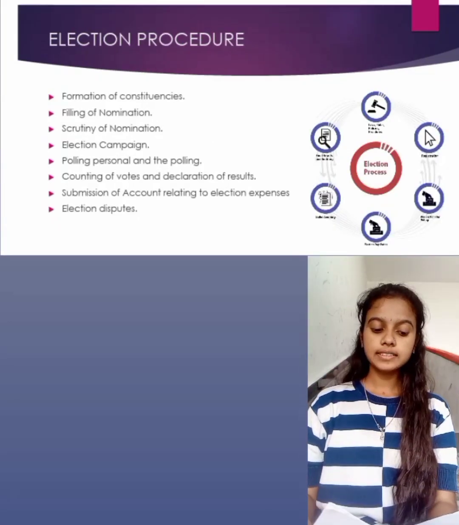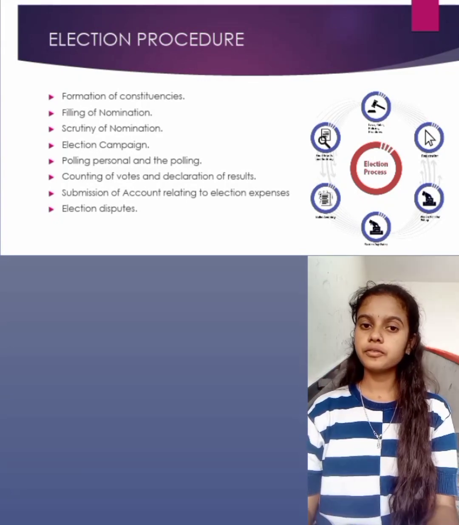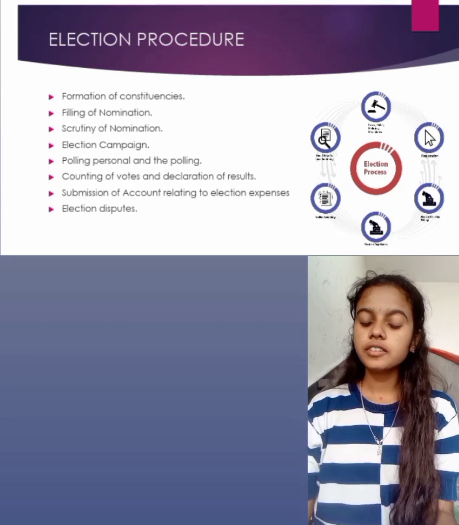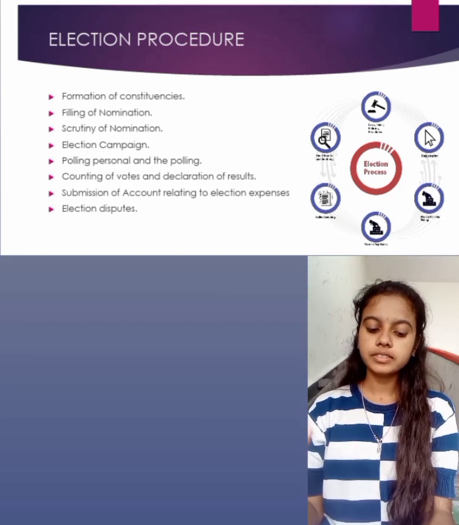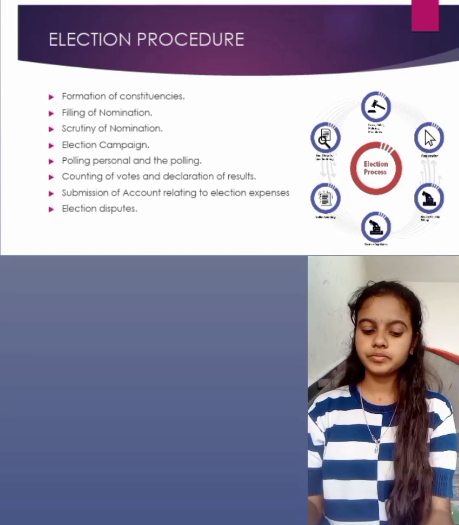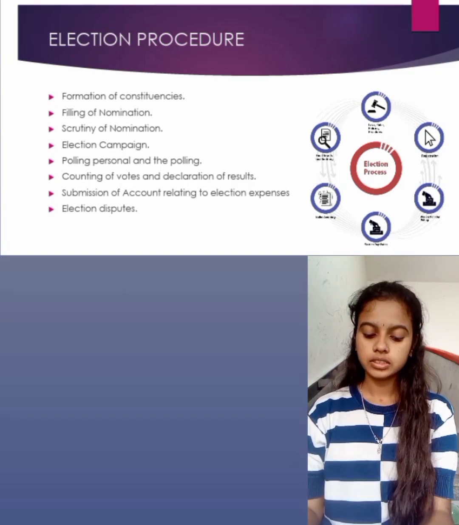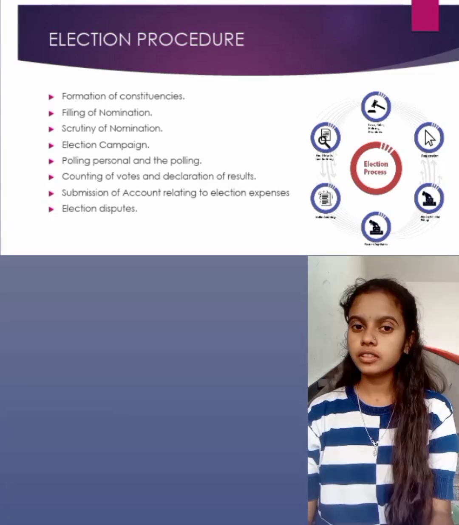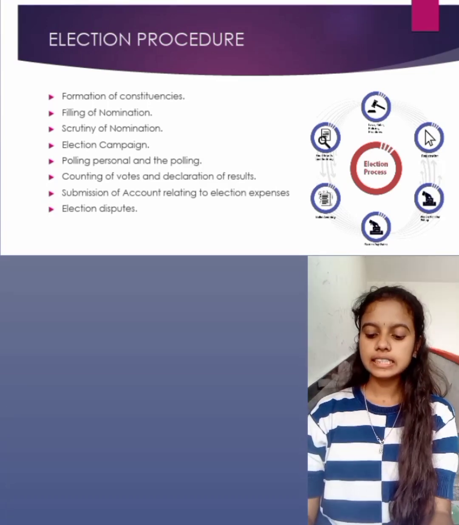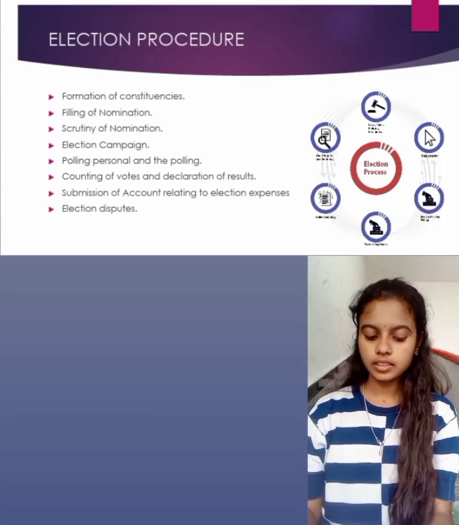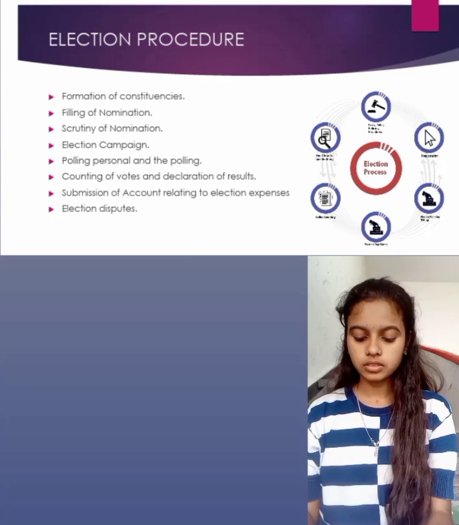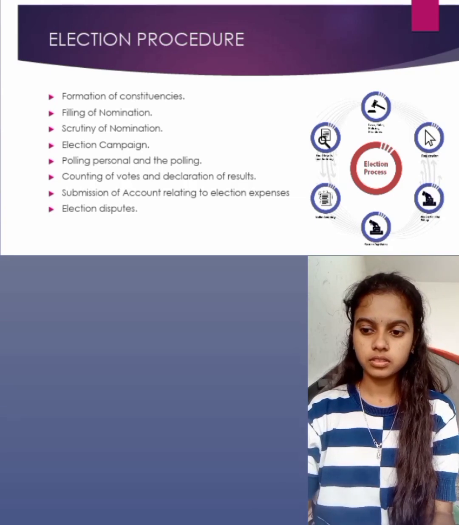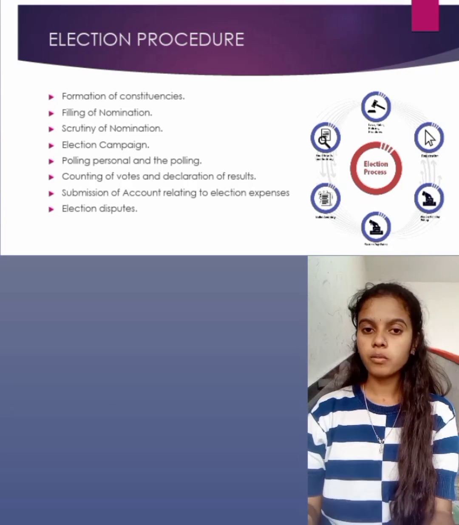At last, I am going to discuss the steps involved in the electoral process. The first one is formation of the constituencies. The Constitution of India has readjusted the constituencies of the Legislative Assembly after the completion of each census. The next one is filing of the nominations. The nomination of the candidate is a very important part of the election process. The member who is nominating for the election must not be less than 30 years of age for the Lok Sabha or the Rajya Sabha.